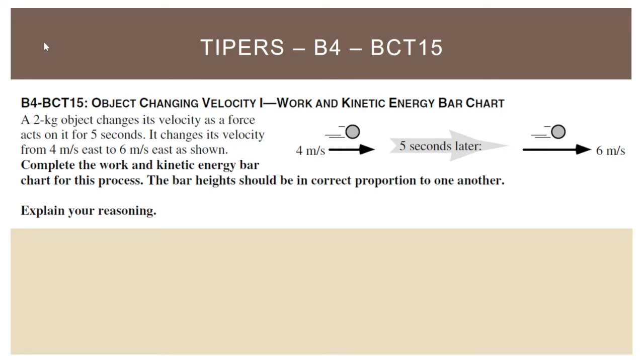It's B4 BCT 15. It says Object Changing Velocity 1, Work in Kinetic Energy Bar Chart. And it says here a 2 kilogram object changes its velocity as a force acts on it for 5 seconds. It changes its velocity from 4 meters per second east to 6 meters per second east, as shown. And it says complete the work and kinetic energy bar chart for this process. The bar heights should be in correct proportion to one another.